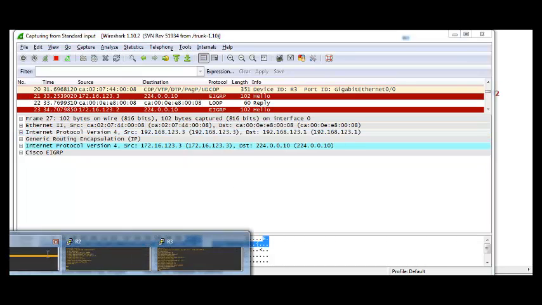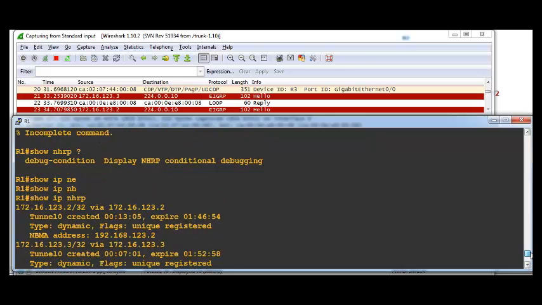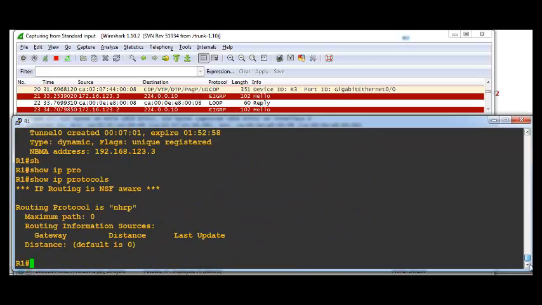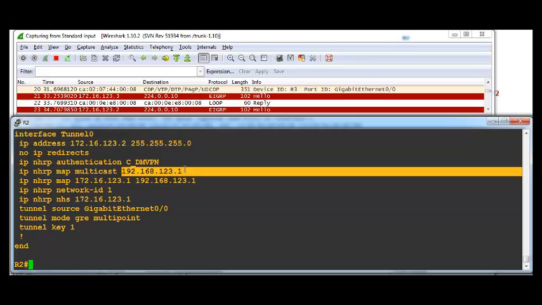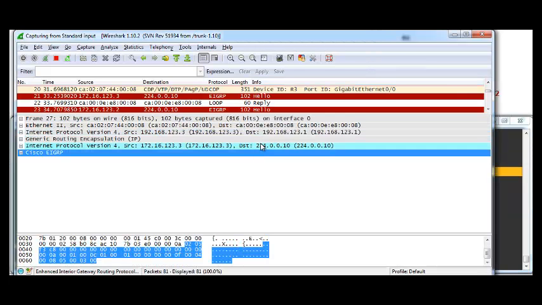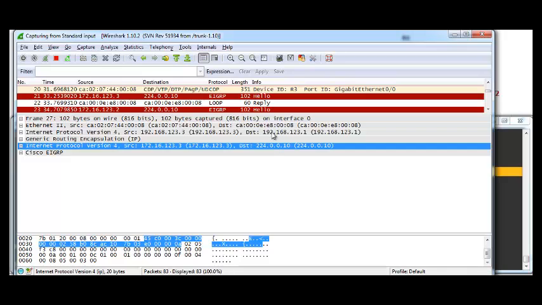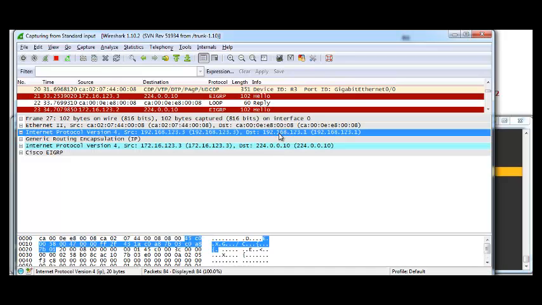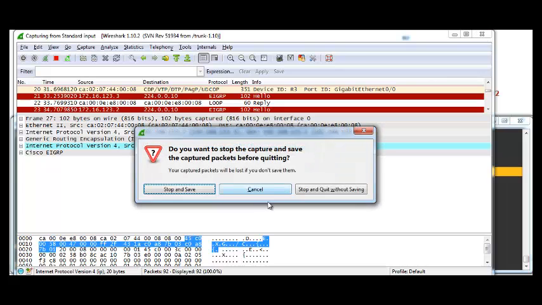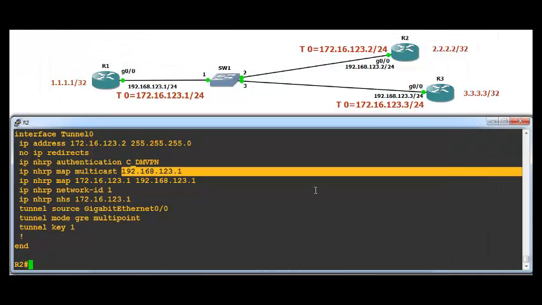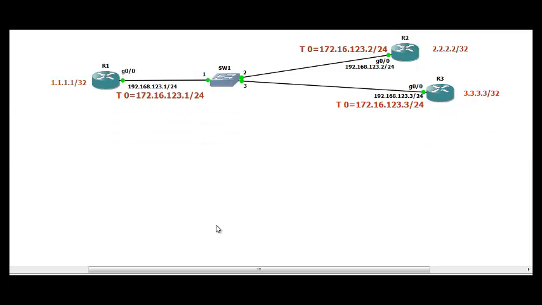You gave this command: map multicast. Map multicast to that particular address. Because we gave this address on R2, all the multicast traffic, 224.0.0.10, is mapped to this physical address. Right? Got it, sir, the physical address of the hub. So the packets are right now going to R1. I captured this packet right on the R1 interface, and I am showing you.